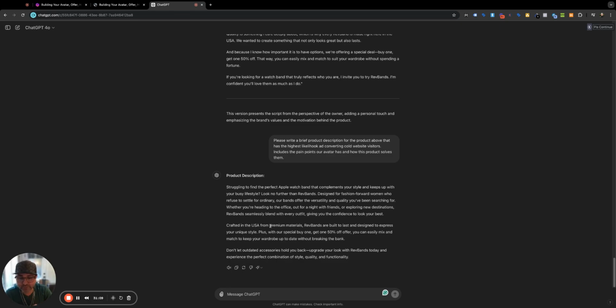Crafted in the USA from premium materials, Rev Bands are built to last and designed to express your unique style. Plus, with our special buy one, get one 50% off offer, you can easily mix and match to keep your wardrobe up to date without breaking the bank. Don't let outdated accessories hold you back. Upgrade your look with Rev Bands today and experience the perfect combination of style, quality, and functionality.